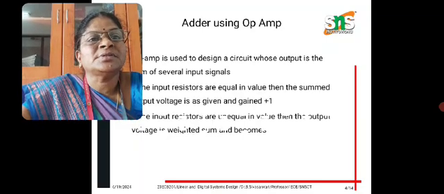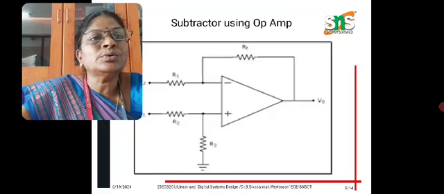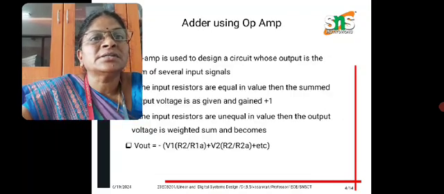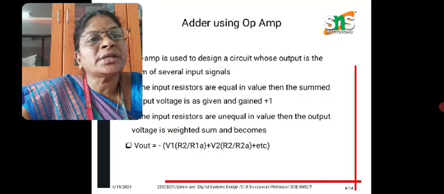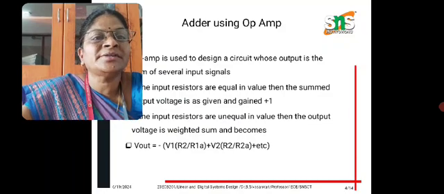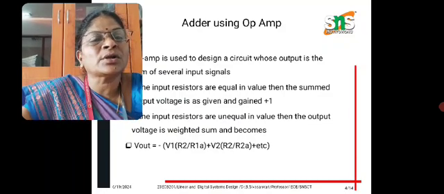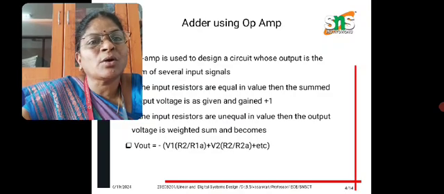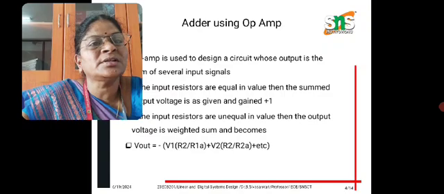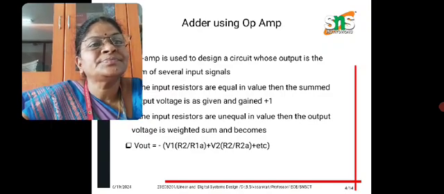So the op-amp is used to design a circuit whose output is the sum of several input signals. If the input resistors are equal in value, then the summed output voltage is as given, with a gain of 1. If the input resistors are unequal in value, then the output voltage is a weighted sum, and V out is equal to V1 times R2 by R1A plus V2 times R2 by R1B plus etc. We can increase the count as much as we need. It can be added, right?